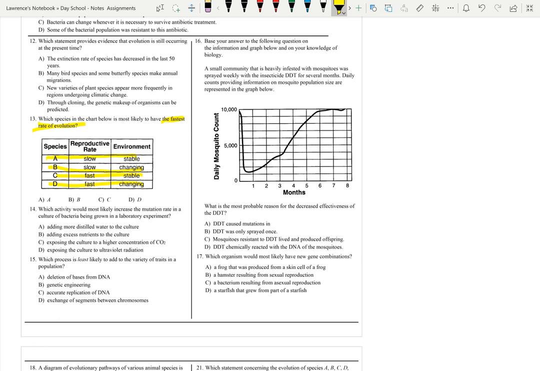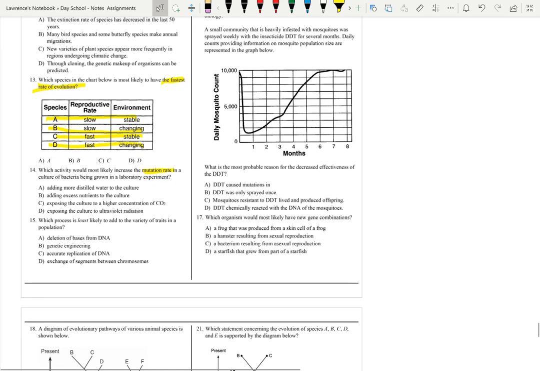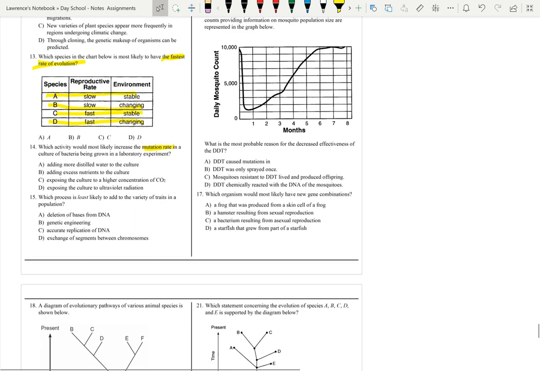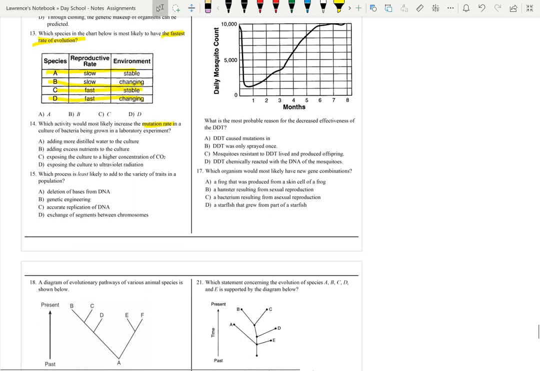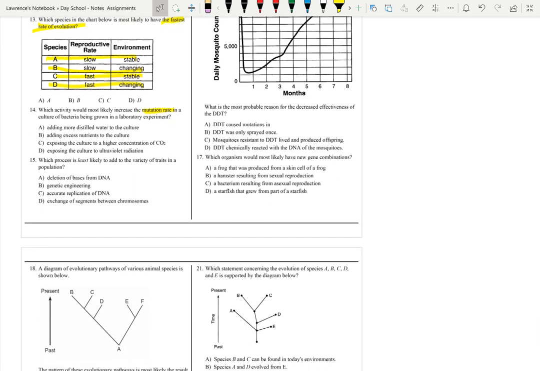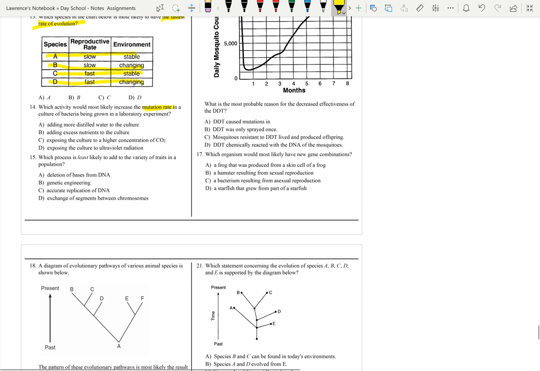14. Which activity would be most likely to increase the mutation rate in a culture or petri dish of bacteria being grown in a laboratory? What increases mutation? What causes variation? Oh God, I'm going to leave that one to you. That's right from the notes, directly from the notes, and we've gone over that multiple times in many past units. Think about why you have to wear a lead mat when you go to a doctor sometimes.